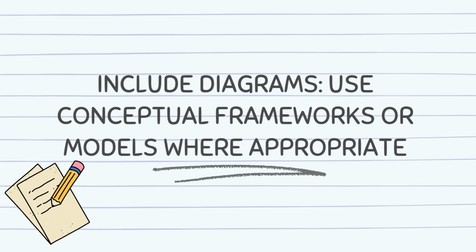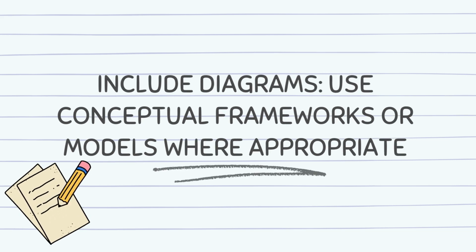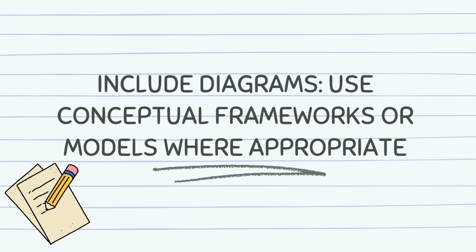Why use diagrams in Chapter 2? Diagrams are not just aesthetic additions. They serve functional purposes in academic writing. Clarity and simplicity: helps explain complex theories, models, and relationships in a visually engaging manner. Better understanding: allows readers to grasp key concepts quickly without reading lengthy explanations.